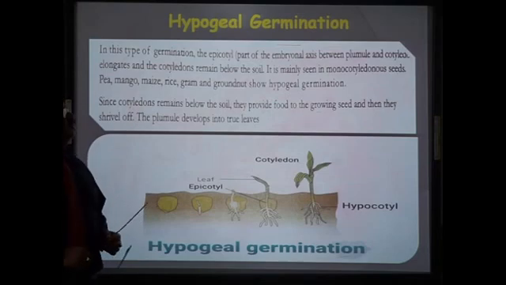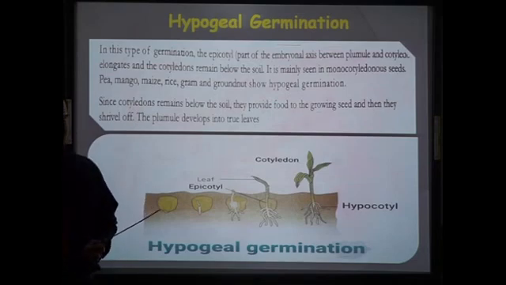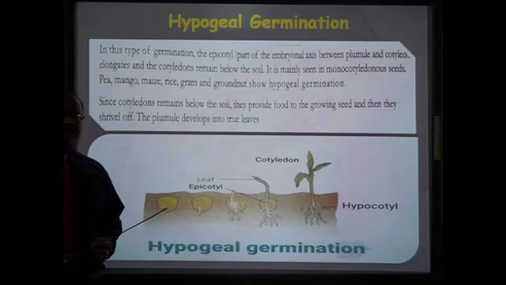So these were two types of germination, epigeal and hypogeal. With this, we have finished this topic, the seed, structure of seed and types of germination, epigeal and hypogeal.